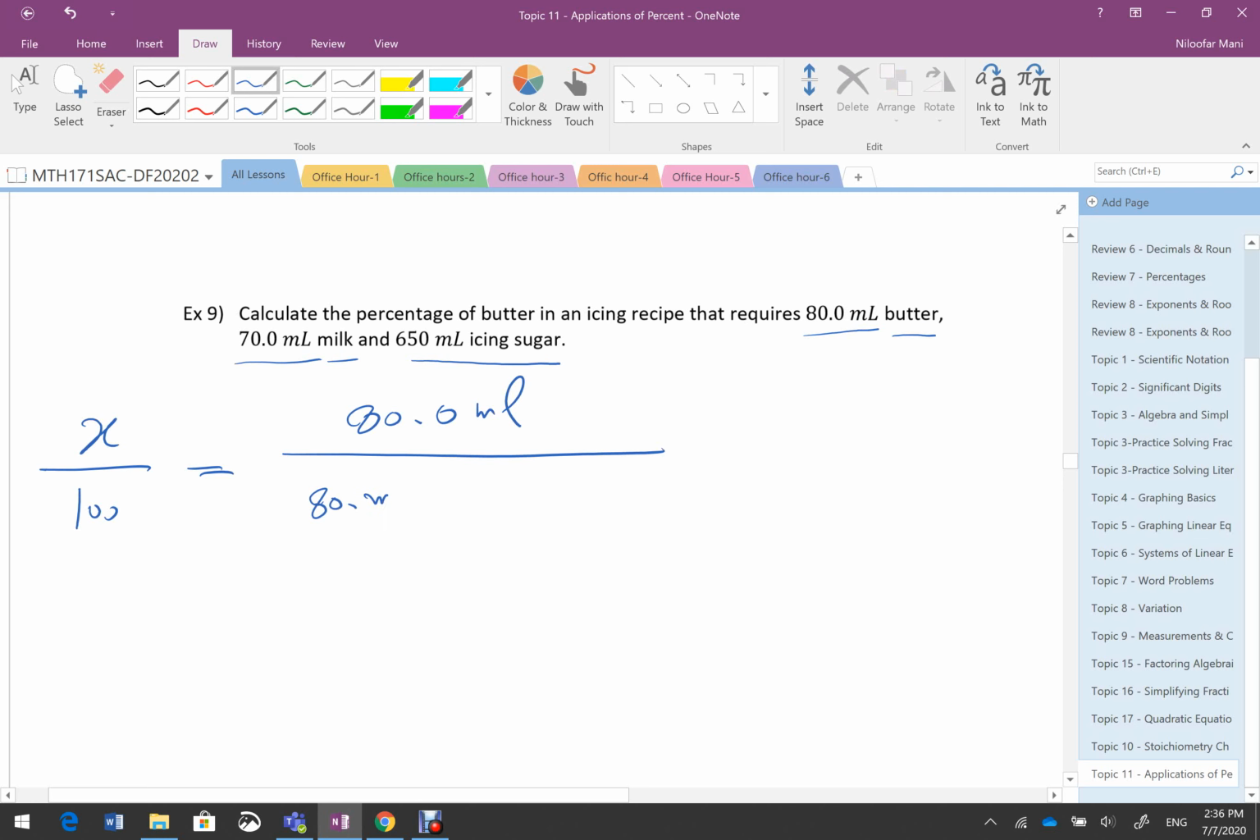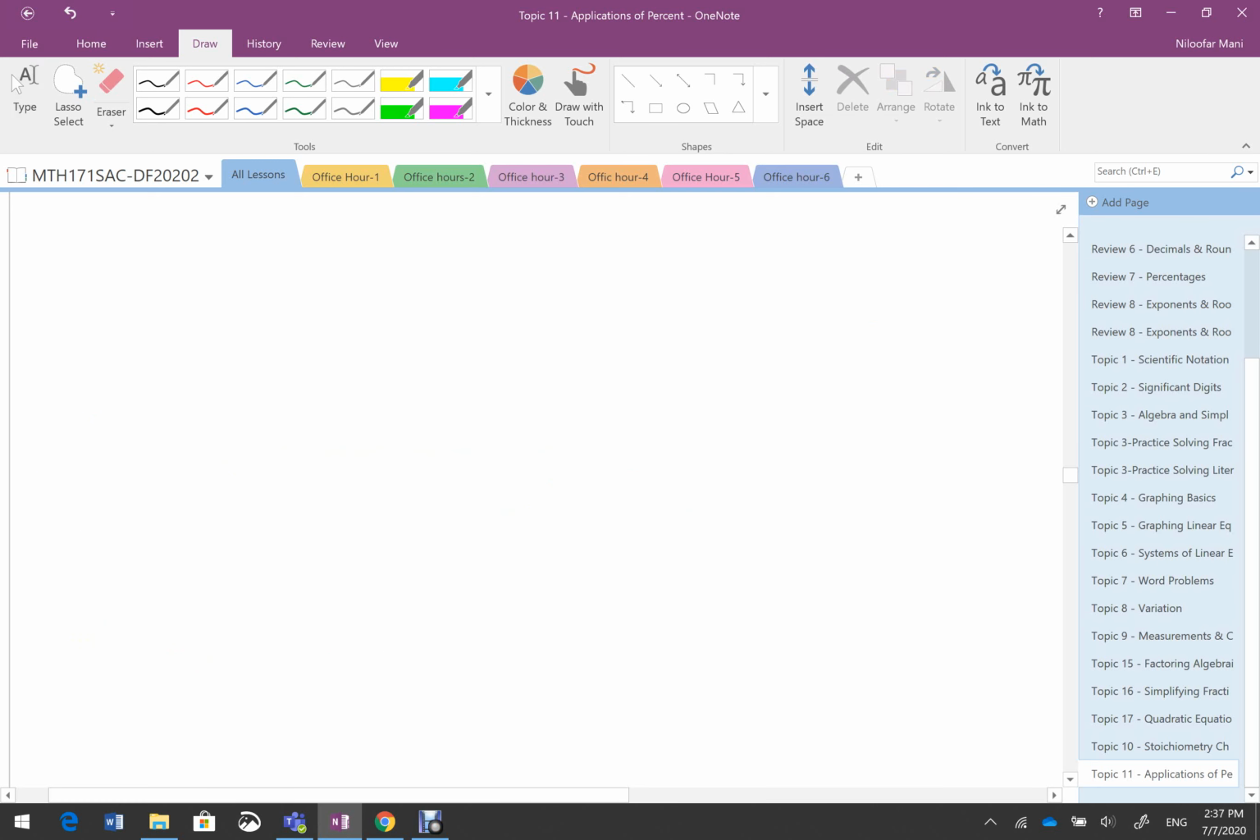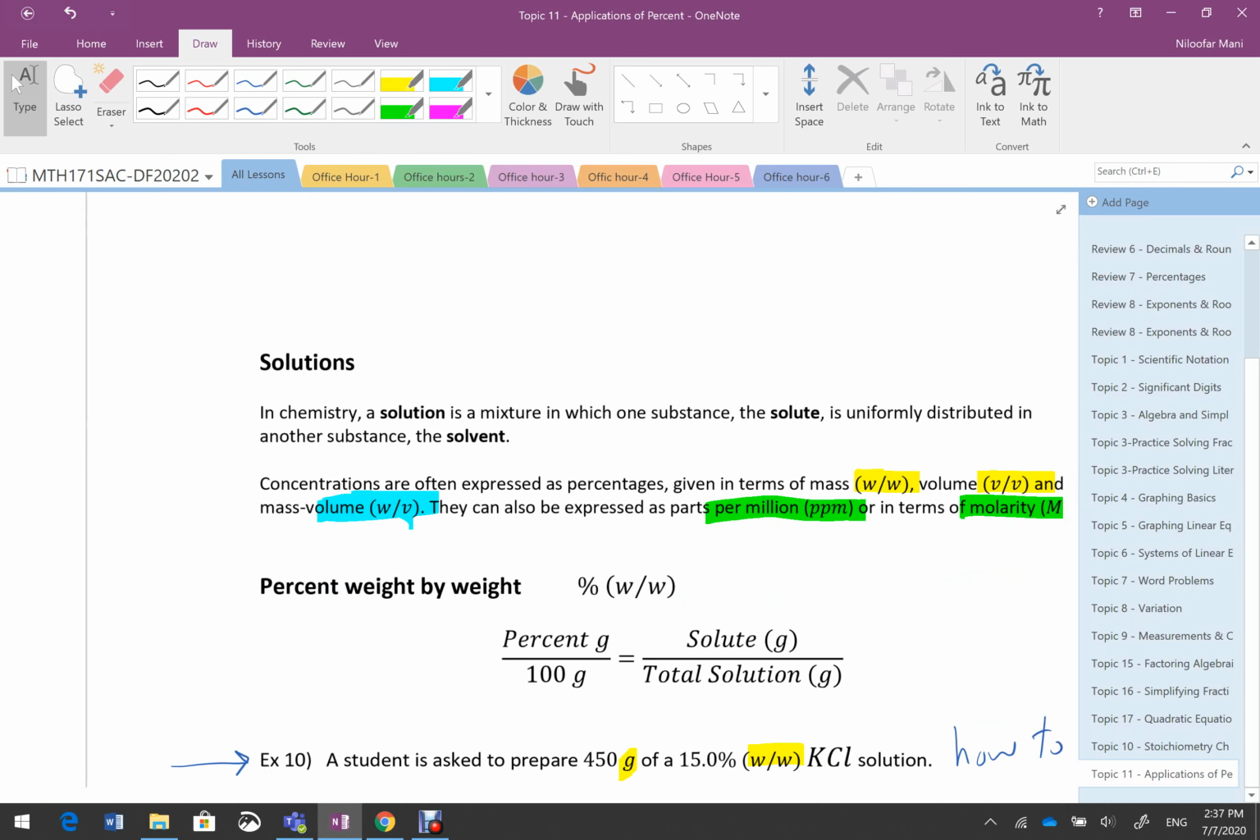So 80 milliliter plus 70 milliliter plus 650 milliliter, which is X over 8. So that's 10%. That 10% V by V, because it's volume over volume, because both of them are milliliter. Before I had gram and gram, so it was weight by weight. Okay, so make sure to add the sentence here.